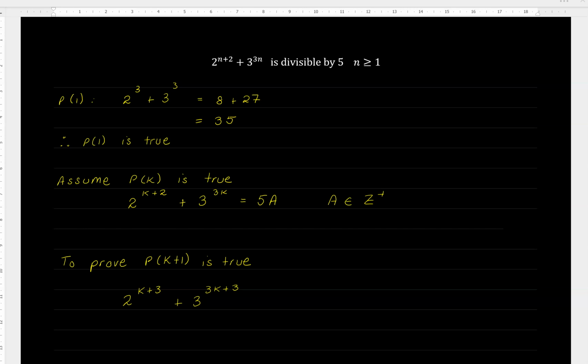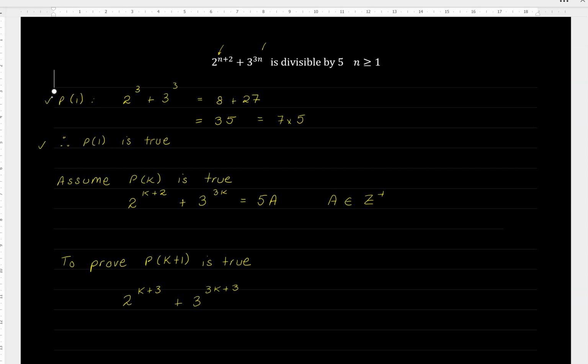Okay, another divisibility one. So once again, we start and we prove that P1 is true. Wherever n is, we replace it with 1. Check my sums, see that that is correct. We get this is equal to 35, which becomes 7 times 5, therefore clearly divisible by 5. So we've got P of 1 is true.